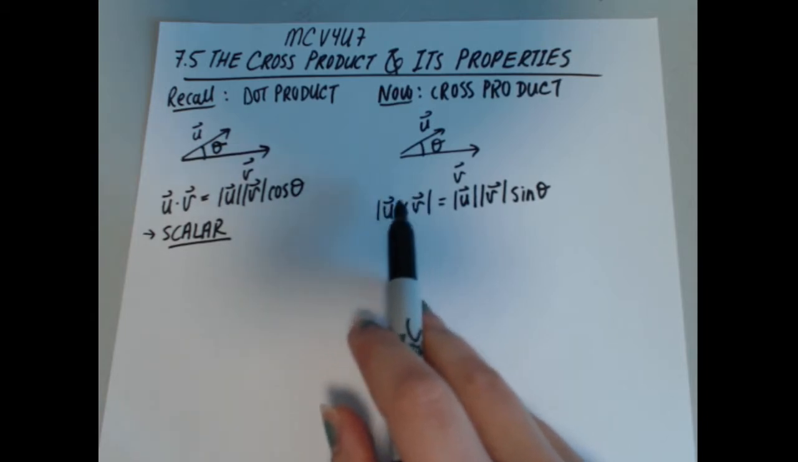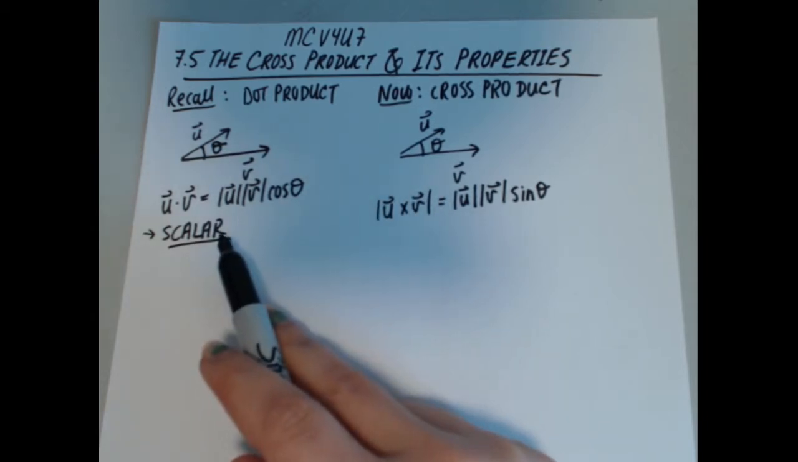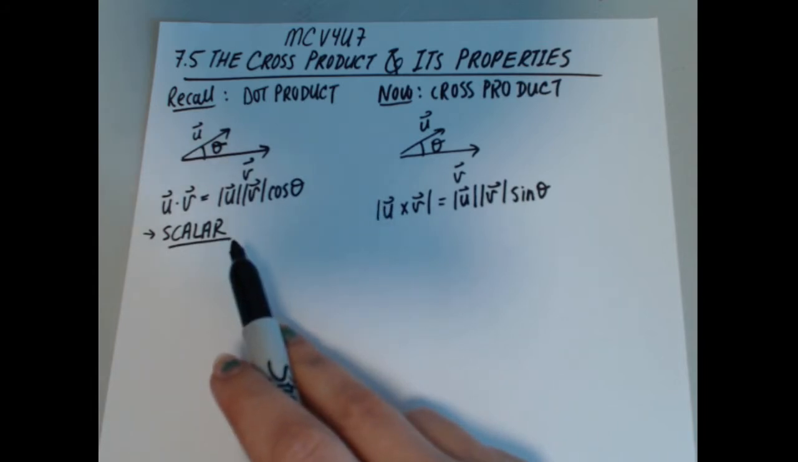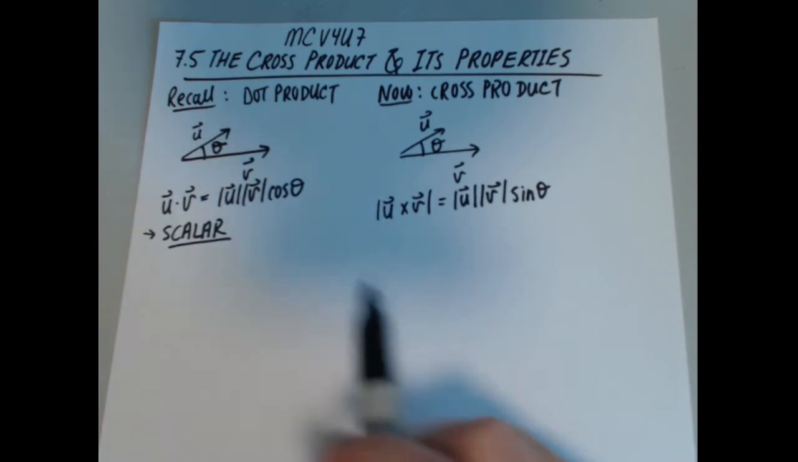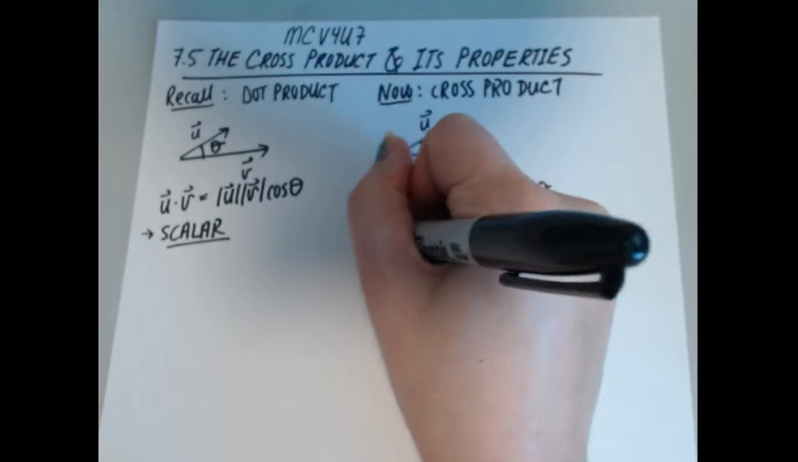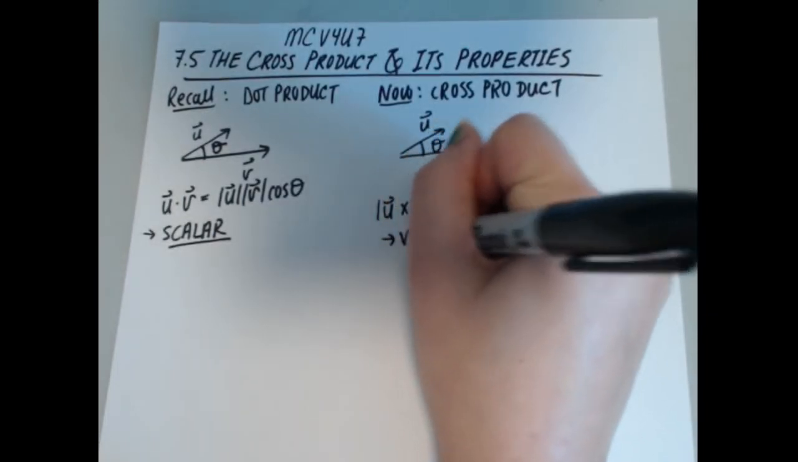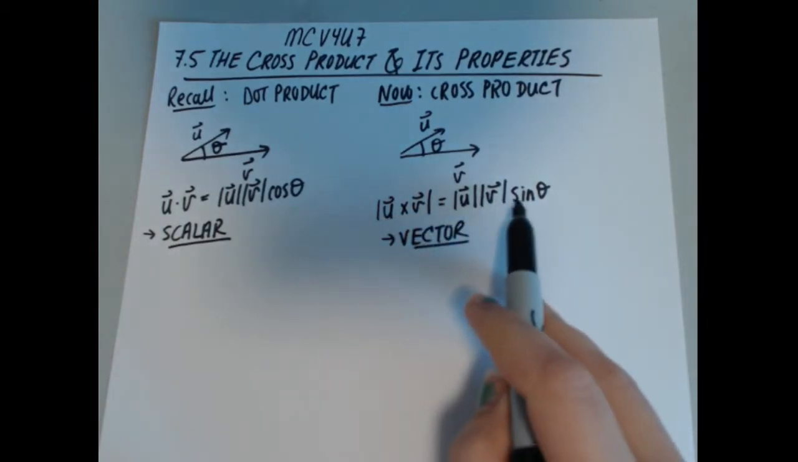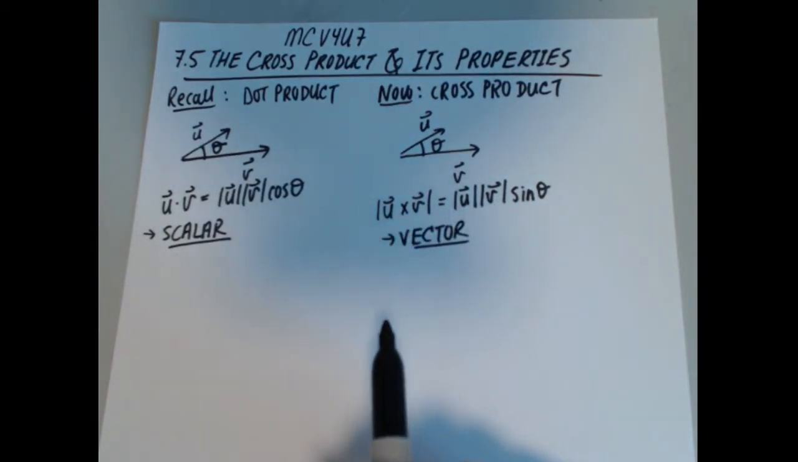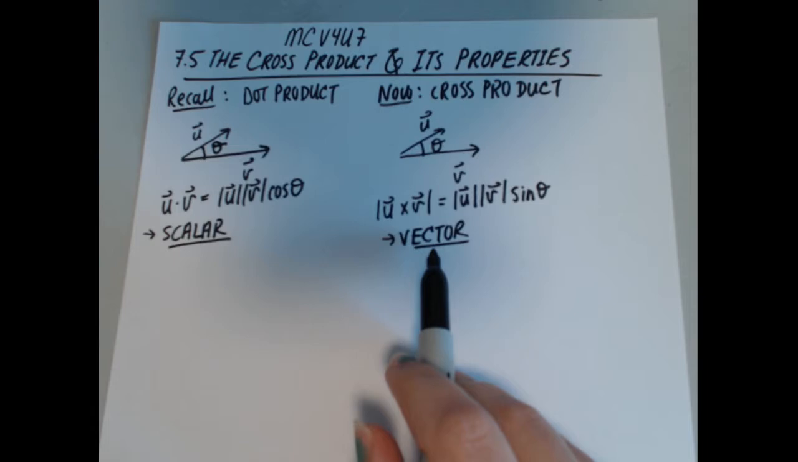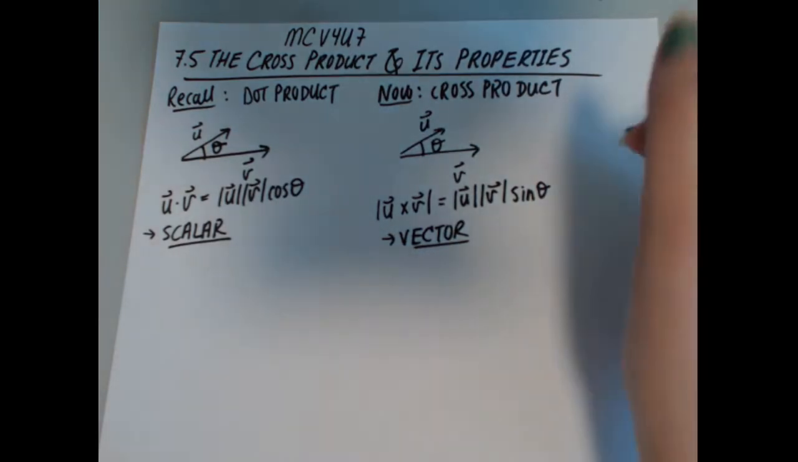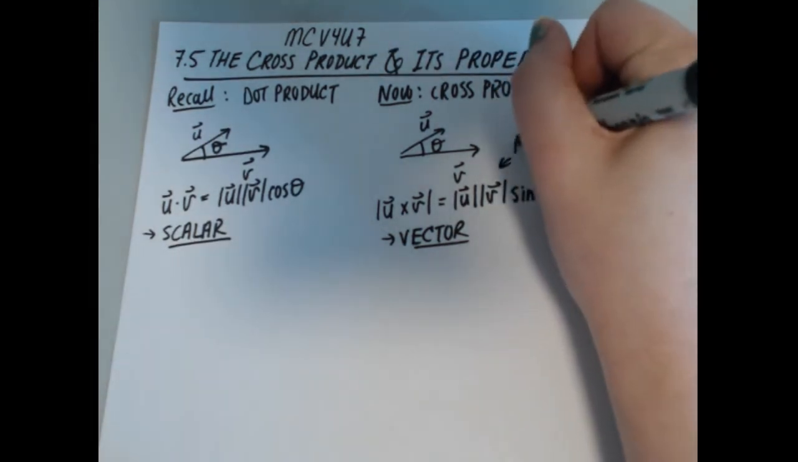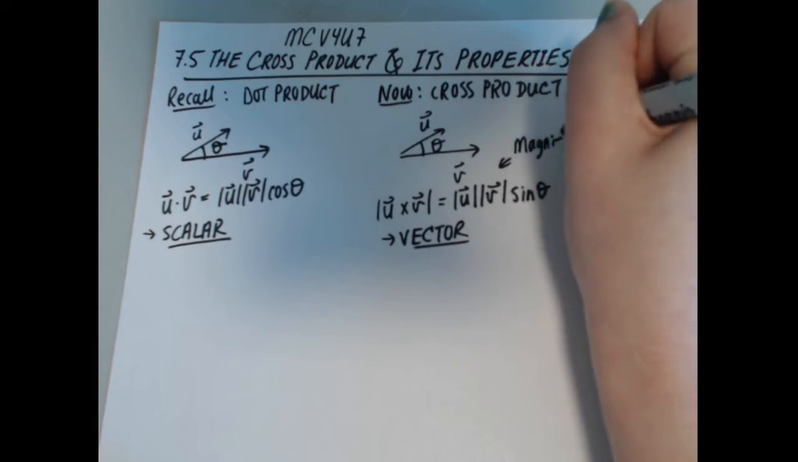Now, why did I put the magnitude symbol here and not on the left? The reason is that the dot product automatically returns a scalar quantity. The cross product returns a vector quantity. So what this expression does is tell us the magnitude of that vector. And in order to determine the direction, we have to use something called a right-hand rule. So this is just the magnitude.